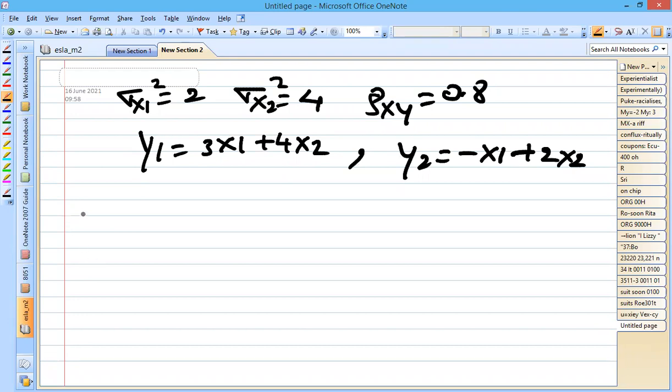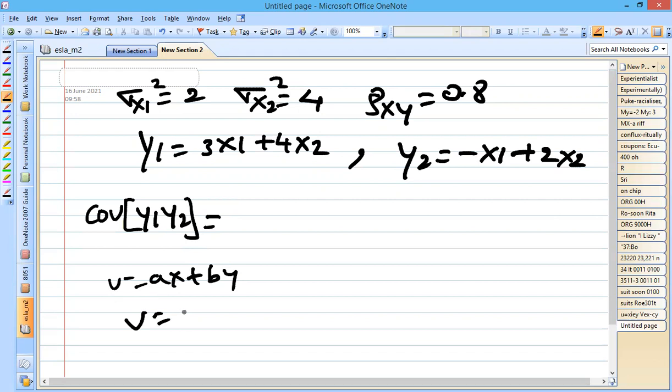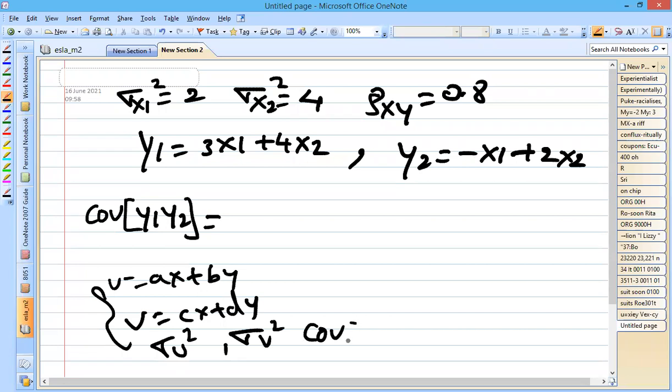Suppose you want to calculate the covariance of the two variables y1 and y2, what is the equation? You might remember the transformation function: u is equal to ax plus by and v is equal to cx plus dy. Using this we obtained the equations of sigma u square, sigma v square, as well as the covariance of u and v.